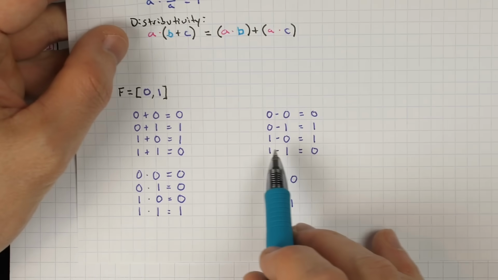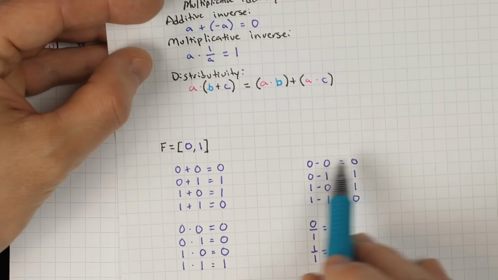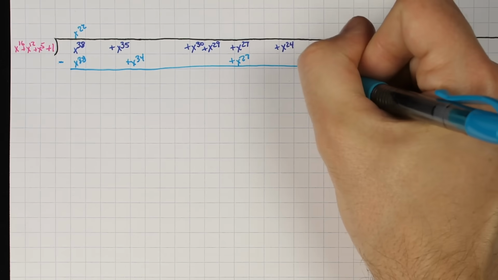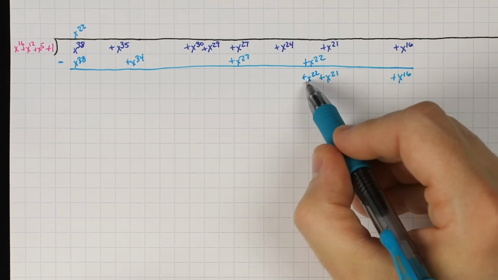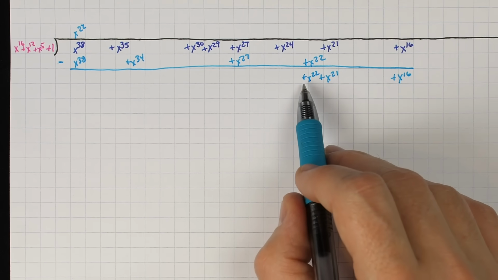But that's not true, right? Because we're using our finite field. And in our finite field, remember that 0 minus 1 equals 1, because we don't have a negative 1. We only have a 0 and a 1. So this is actually going to be a positive x to the 22nd, or the coefficient's going to be 1, I guess, because our coefficients can only be 0 or 1. That's the whole point of using this finite field.